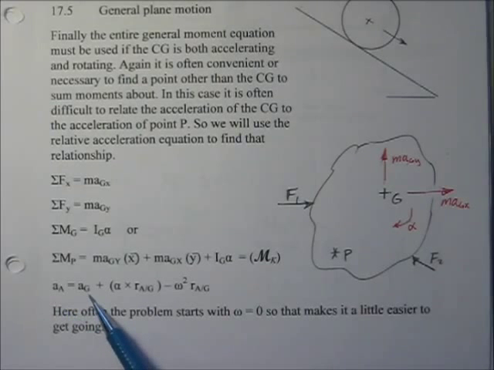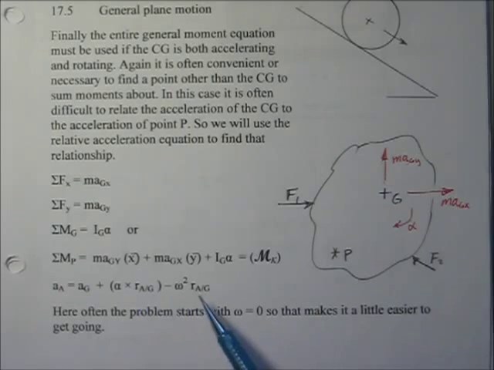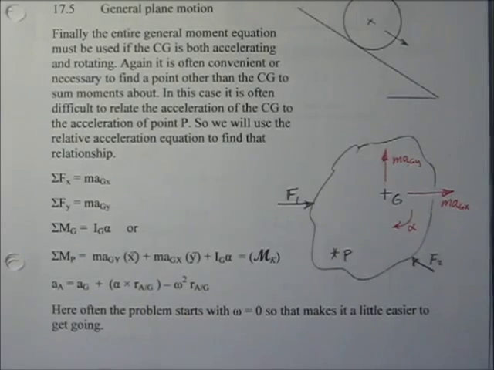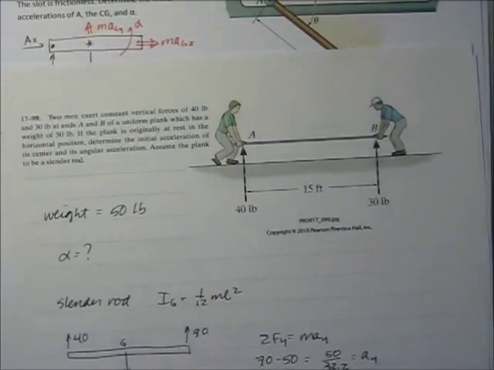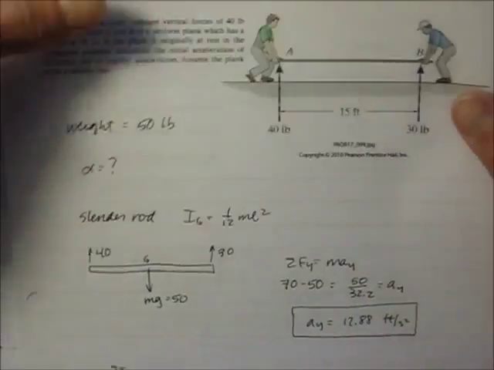Acceleration of A is acceleration of G plus alpha cross r of A with respect to G minus omega squared r of A with respect to G. So we may use that equation in the cross product form, or we may use it in the scalar form of a of A with respect to G in the tangential direction, and a of A with respect to G in the normal direction. All right, so let's talk about a couple of examples here.